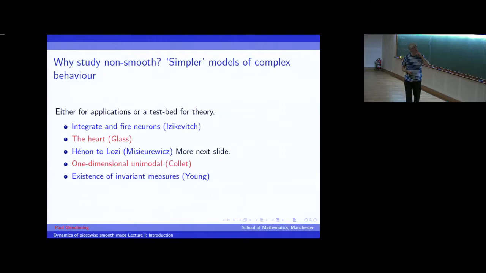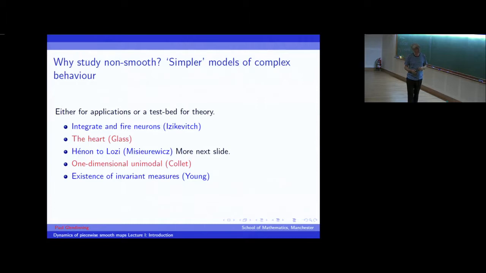Leon and Glass had some nice models of the heart, again, cardiac arrhythmias, which were non-smooth, and again, that's the 70s. I'm going to talk about the Henon and Lozi maps in a minute, because this is, I think, one of the big things for me. One-dimensional unimodal maps, I've said Pierre Collet, because he did some stuff on the chaos associated with this. There's another route to piecewise smooth through the unimodal maps, which is through kneading theory, and I'll talk about that in a bit, and existence of invariant measures.